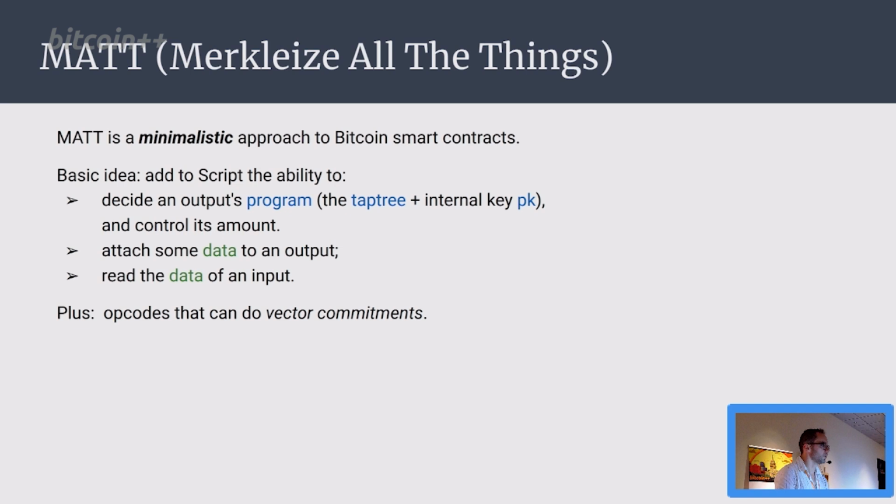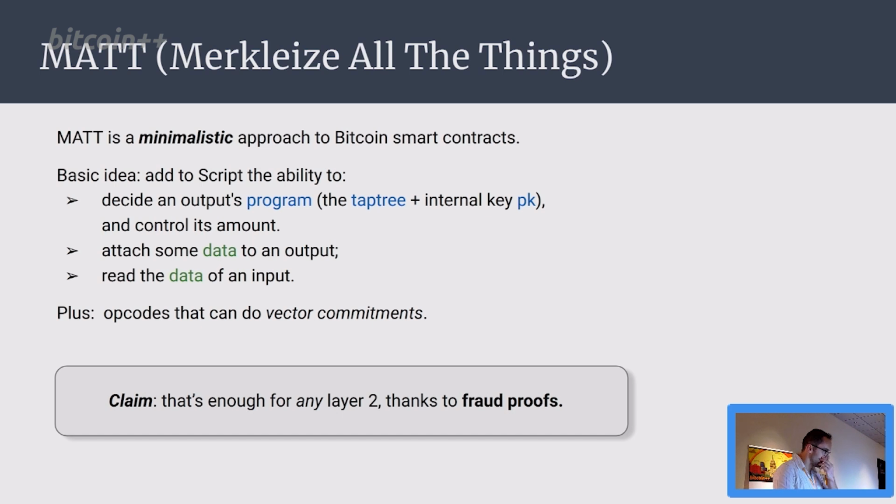We want to have some reasonable ways of controlling the amount of these outputs. And the new thing that I want is to be able to attach a small piece of data to this output. I also want to be able, if there is some data attached to the input that I'm running at this time, to read this data somehow. This is mostly the core primitive that we want to achieve. The only other ingredient we need is some opcodes that allow us to do something called vector commitments. A vector commitment means that if you have a set of elements, like what you call an array in a programming language, you want a simple way of compressing that into a small piece of data. We'll see in a moment how we can do it.